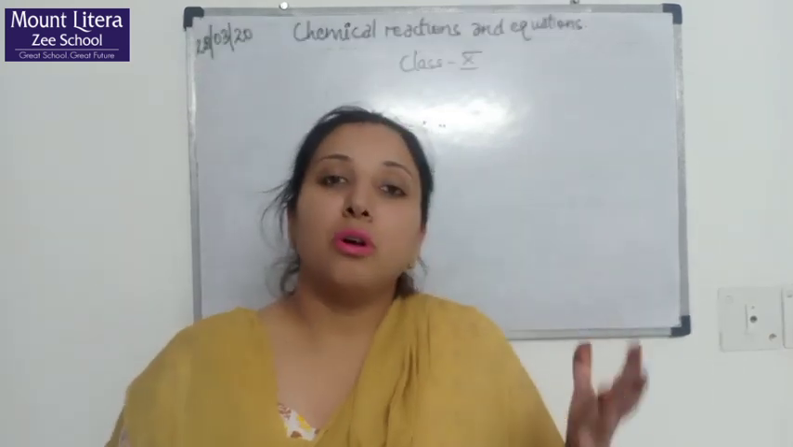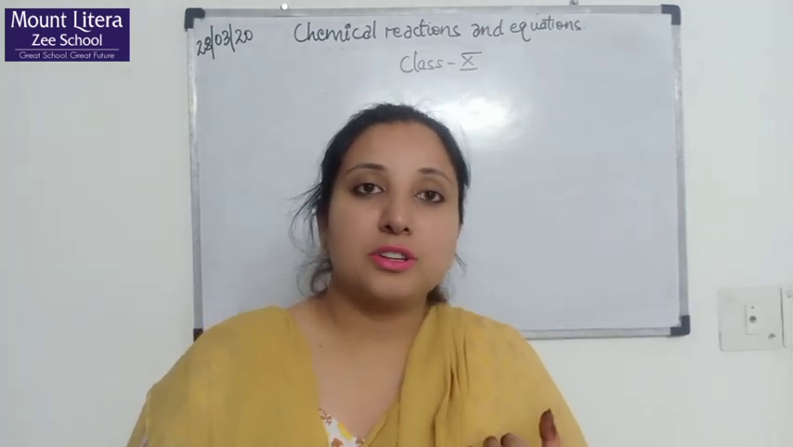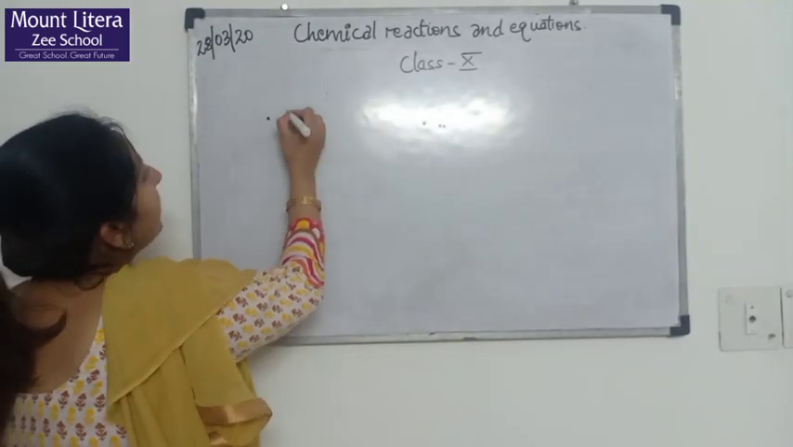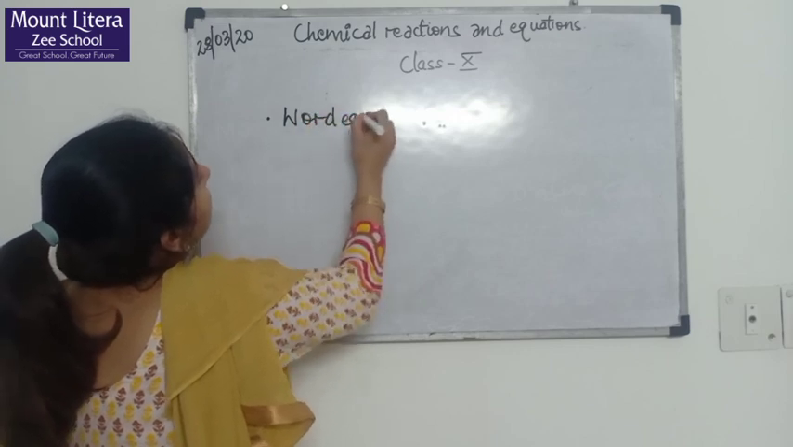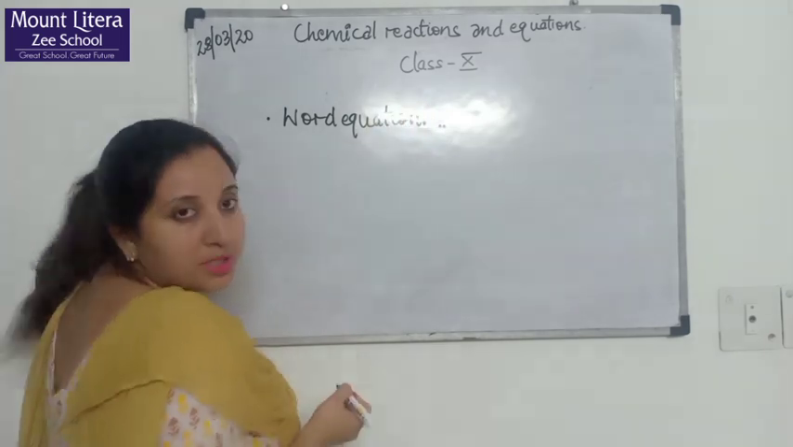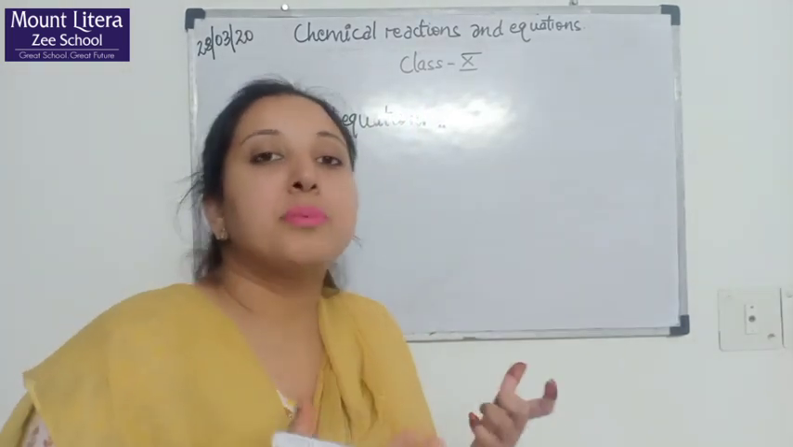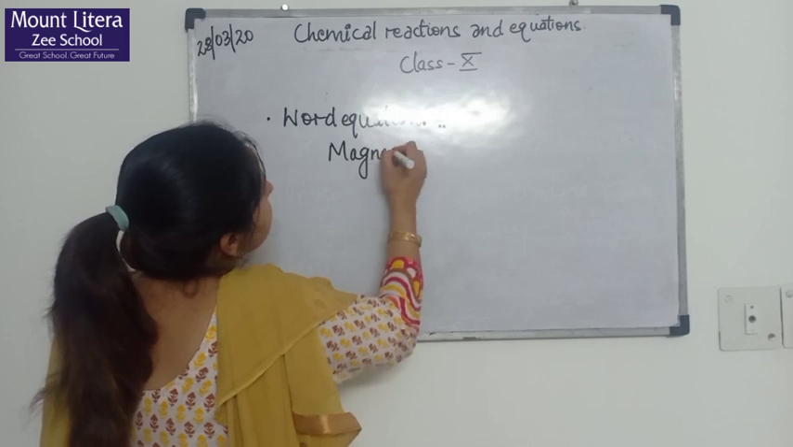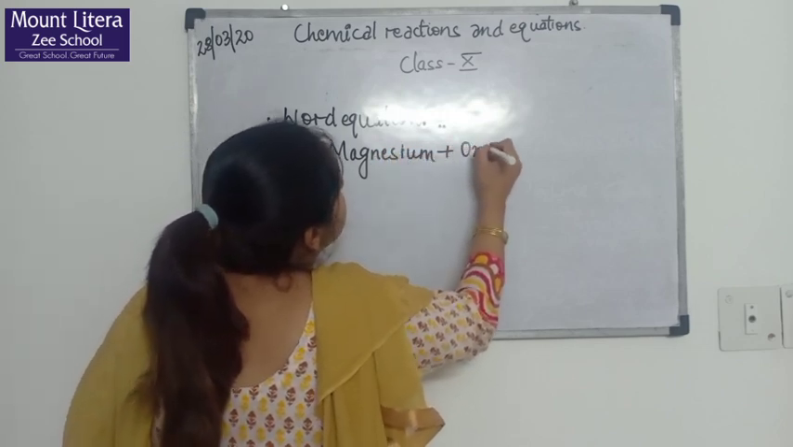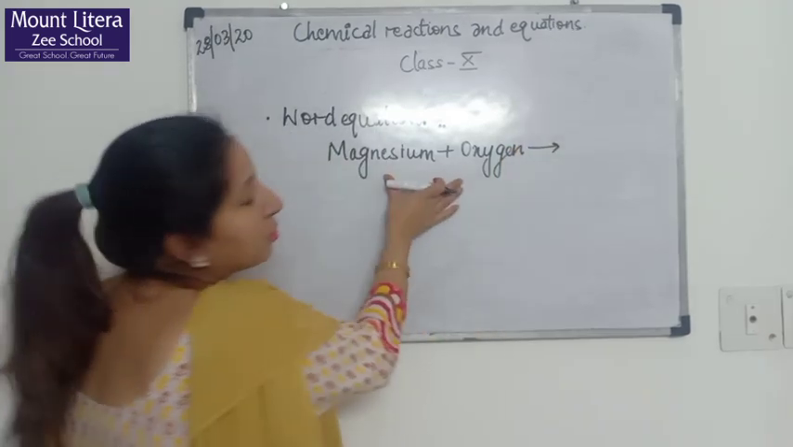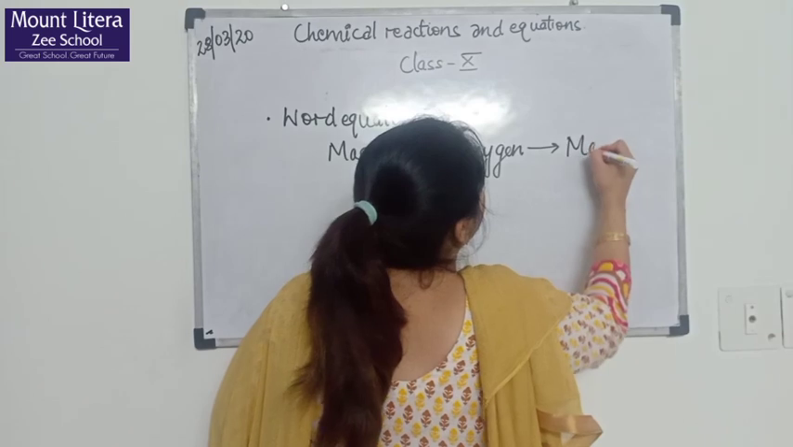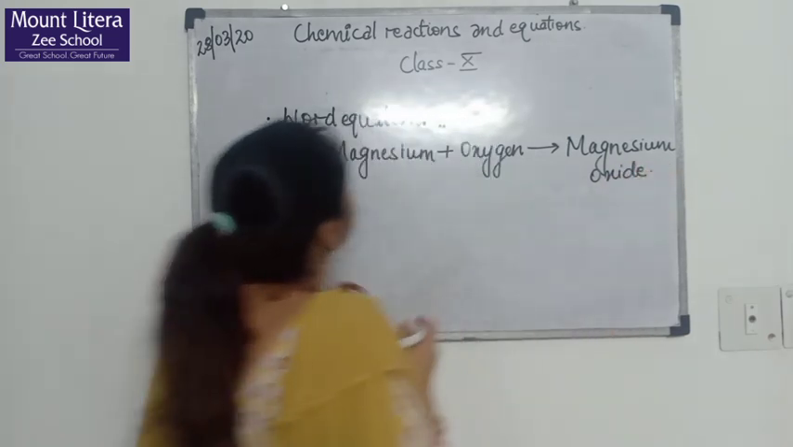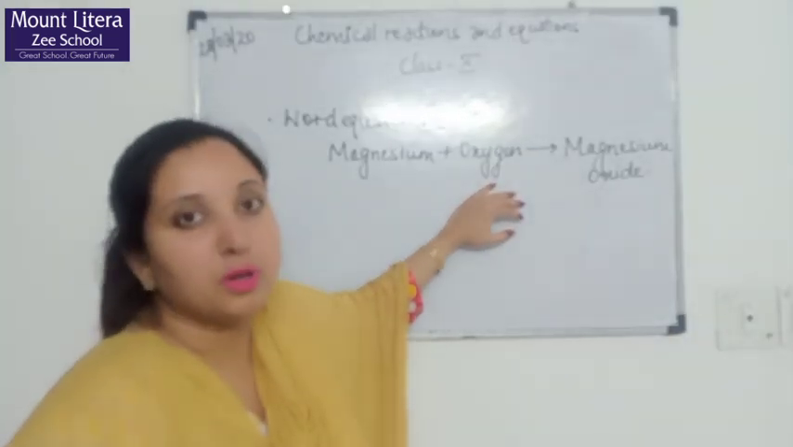Now just to recall, when we talk about chemical reactions, I told you that we can write the equation in two formats. The first format is the word equation, in which you express the equation in words. For example, if we bring magnesium and oxygen to react, they both will be considered the reactants. It will form a product called magnesium oxide. Such types of equations are called word equations.